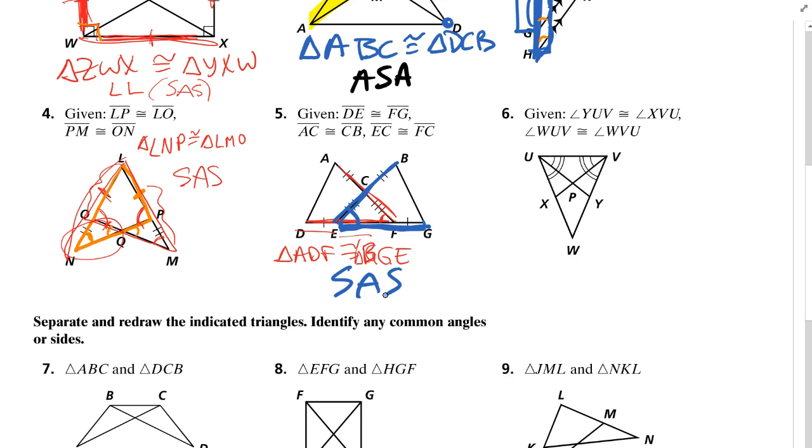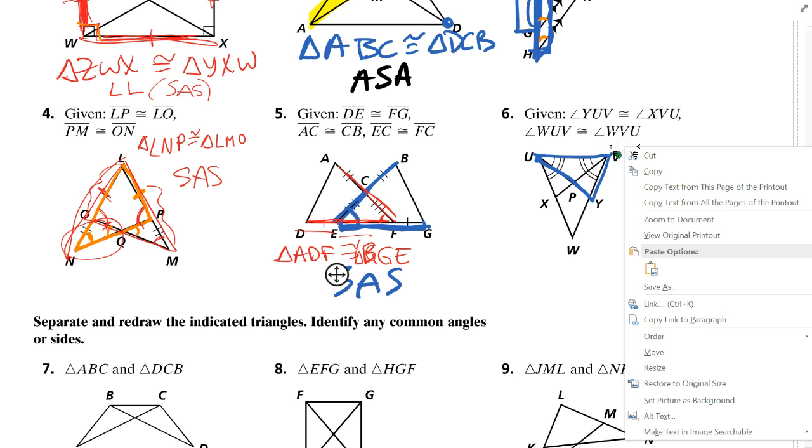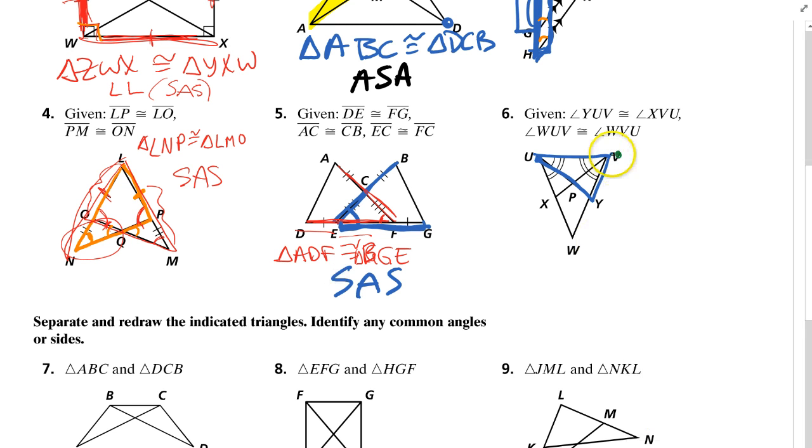Number 6. Here's what we're given, just what the diagram shows, and the overlapping triangles that we can prove would be UVY congruent to VUX. So that's what I can prove. How do I get there? Well, first let me write that. Triangle UVY congruent to triangle VUX.